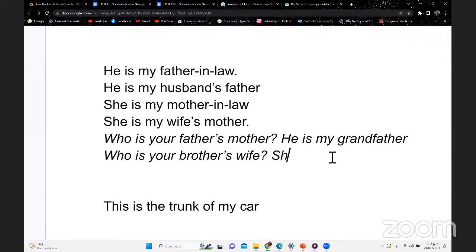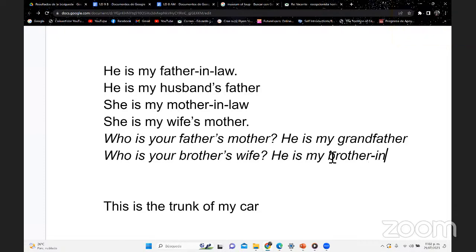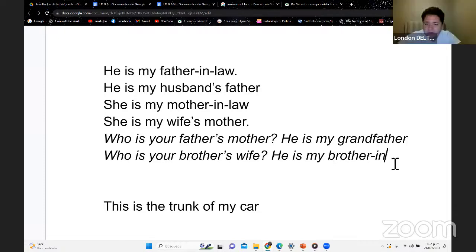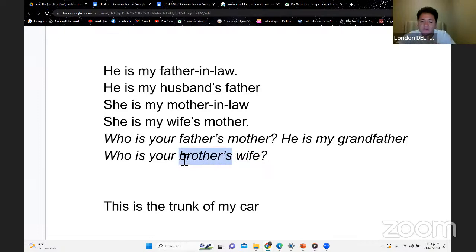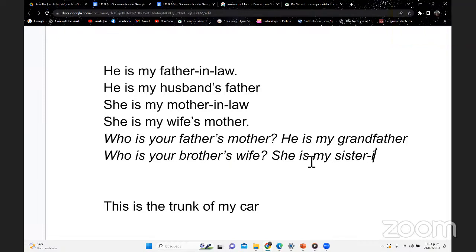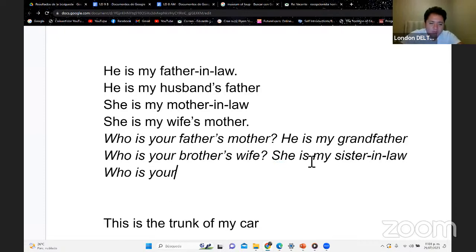Correct, el hermano de mi esposa. Exactly. My brother-in-law. Y en la de arriba es grandmother. No, perdón, está al revés. Right? Sister-in-law. Porque si es hermano, no estoy hablando del hermano de mi esposa, está hablando de la esposa de mi hermano. So try to put it the other way, right? So she's my cuñada. Sister-in-law.